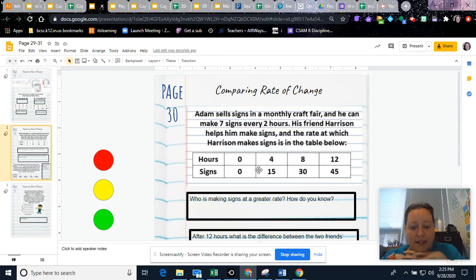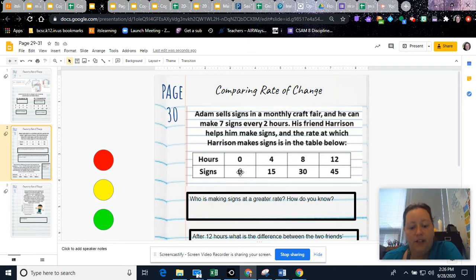So Adam sells signs in a monthly craft fair, and he can make 7 signs every 2 hours. So that's his rate of change, 7 signs every 2 hours. If you simplify it, that would mean he could make 3.5 signs every 1 hour. So if you make it a unit rate, sometimes that makes it easier. His friend Harrison helps him make signs at the rate below. And so Harrison's are down here at the table.